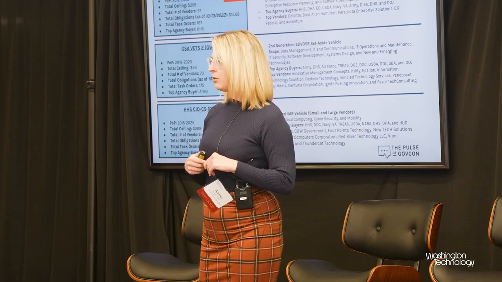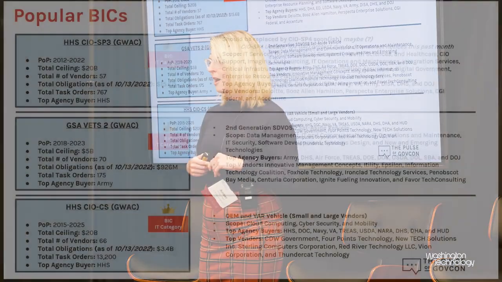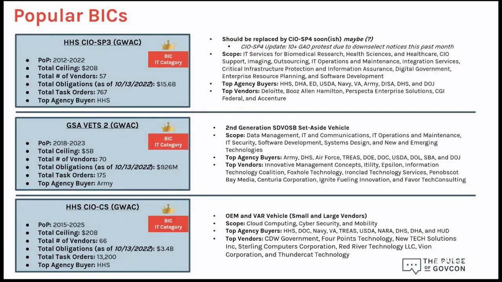Then we move to GSA Vets 2, which is good until next year as well, with a ceiling of $5 billion. So we're really walking it down now with that one. 70 vendors on that, with $926 million spent under that vehicle. So we've gone from billions to millions, and that's not billions, it's millions spent under that vehicle, with 175 task orders only issued under this vehicle.